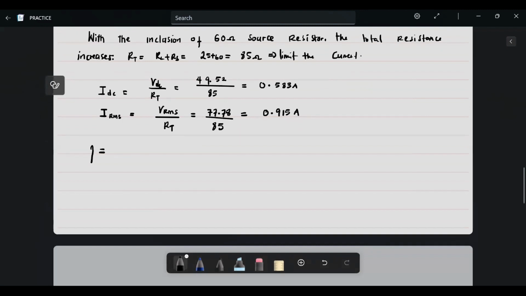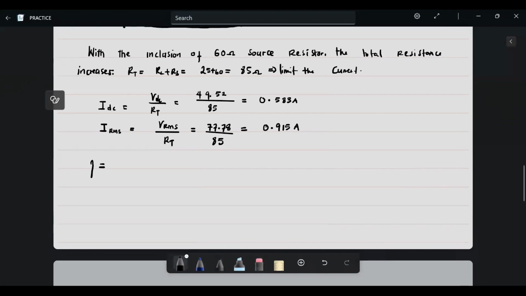So the new efficiency now becomes what? So you can say VDC times IDC divided by VRMS times IRMS. So this is actually the output, right? Okay, this one I'm referring to.